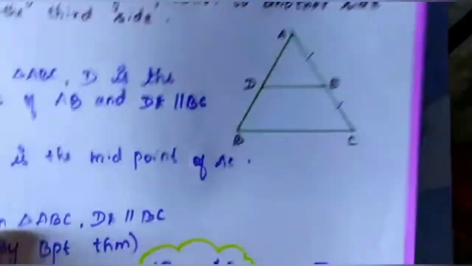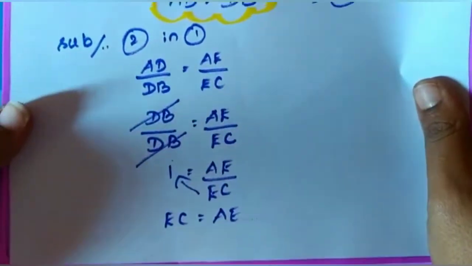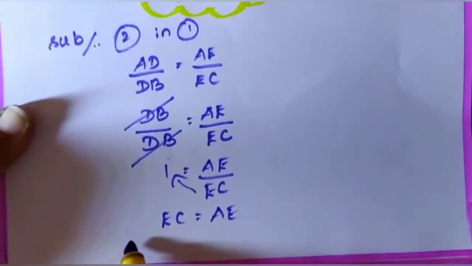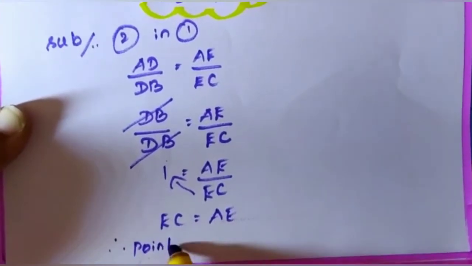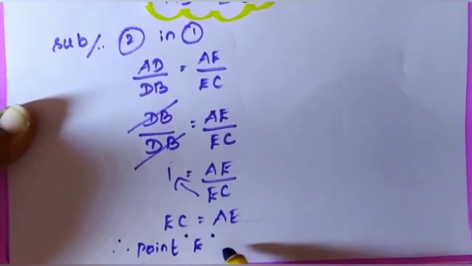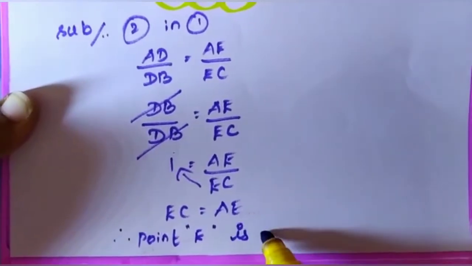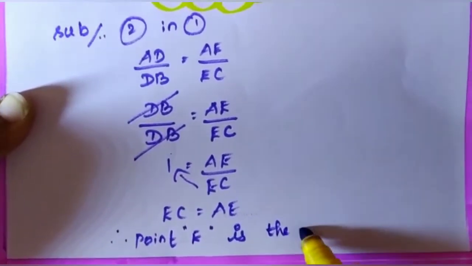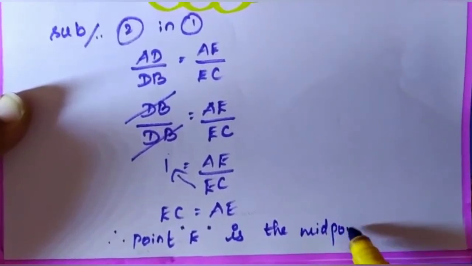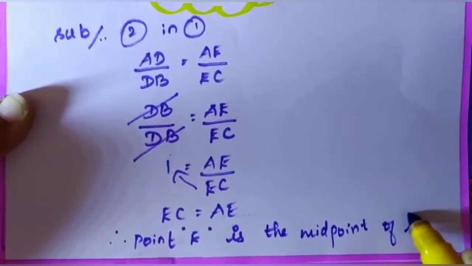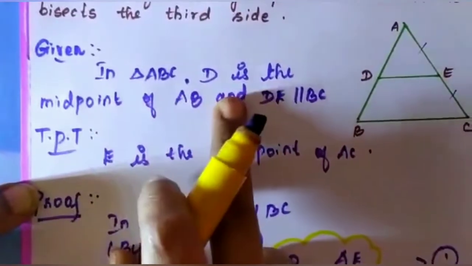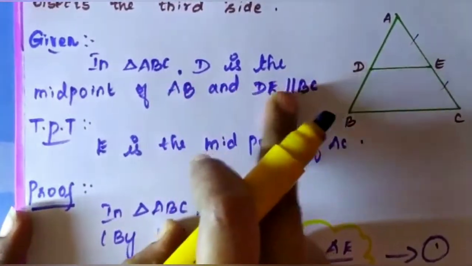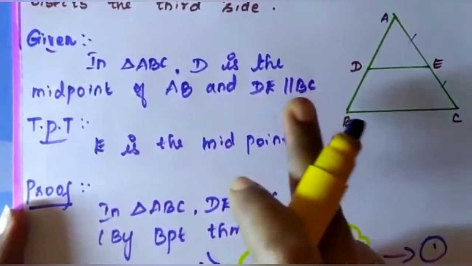Clear, all of you? Therefore, point E is the midpoint of line AC. Clear?